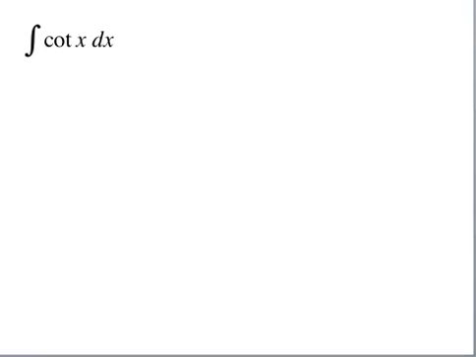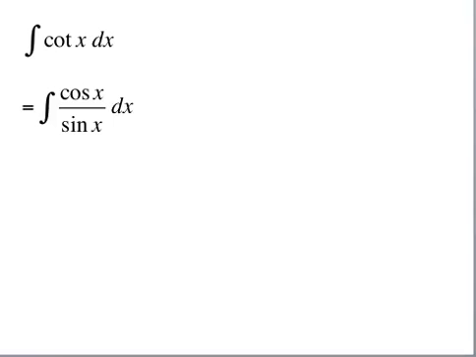Now, you should know the derivatives of all 6 trig functions, and the derivative of cotangent is minus cosecant squared, but that doesn't really help us here. What's better is knowing that cotangent is cosine x over sine x. That will enable us to do U substitution.